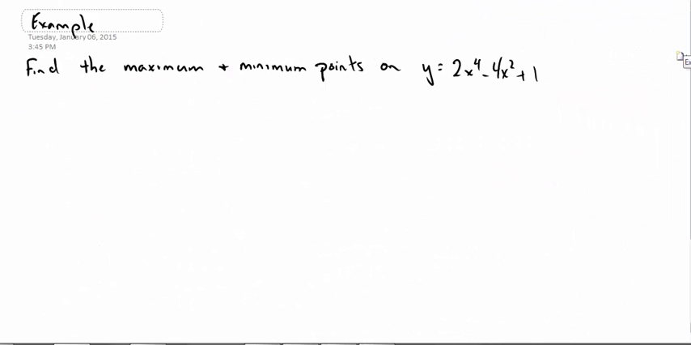Let's use it. Find the maximum and minimum points on this curve. All right, so what do we do? Let's find the derivative. Y prime is going to be 8x cubed minus 4x. If I'm looking for maximums and minimums, I want to know where this derivative is equal to 0. I want to know where on this graph the tangent will be horizontal. That's what this says. So we solve this.